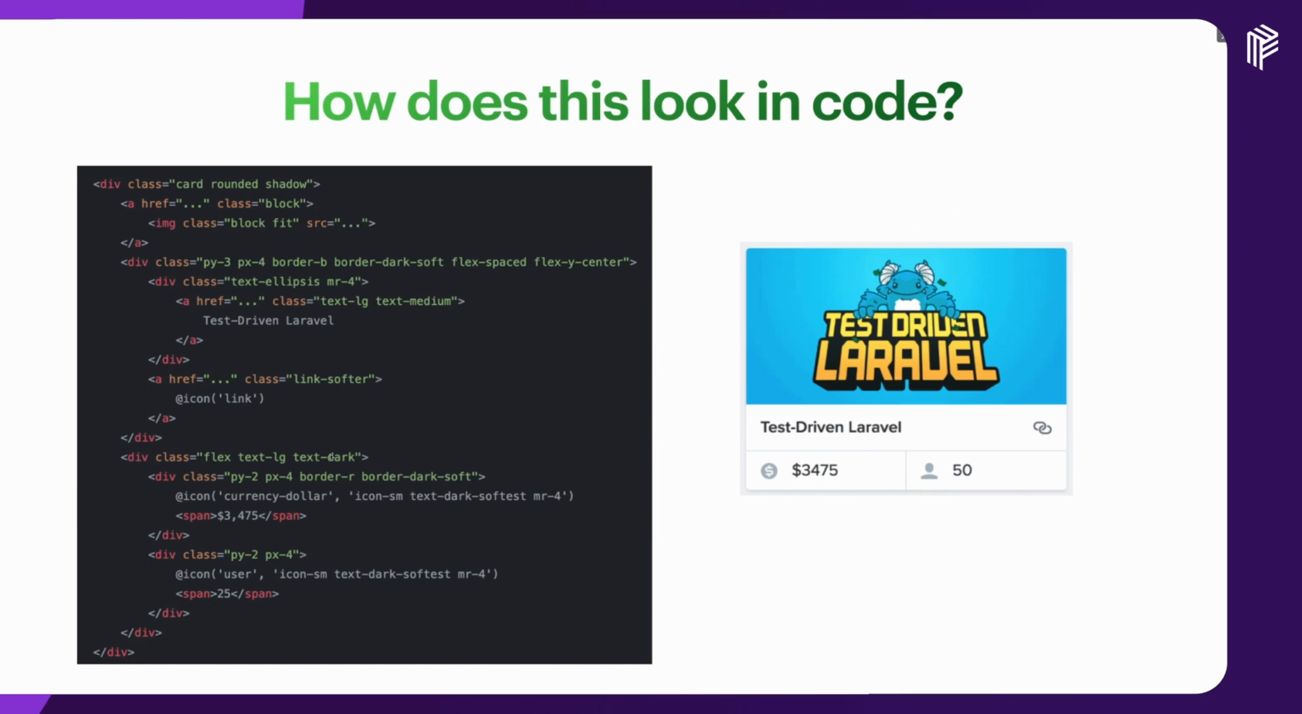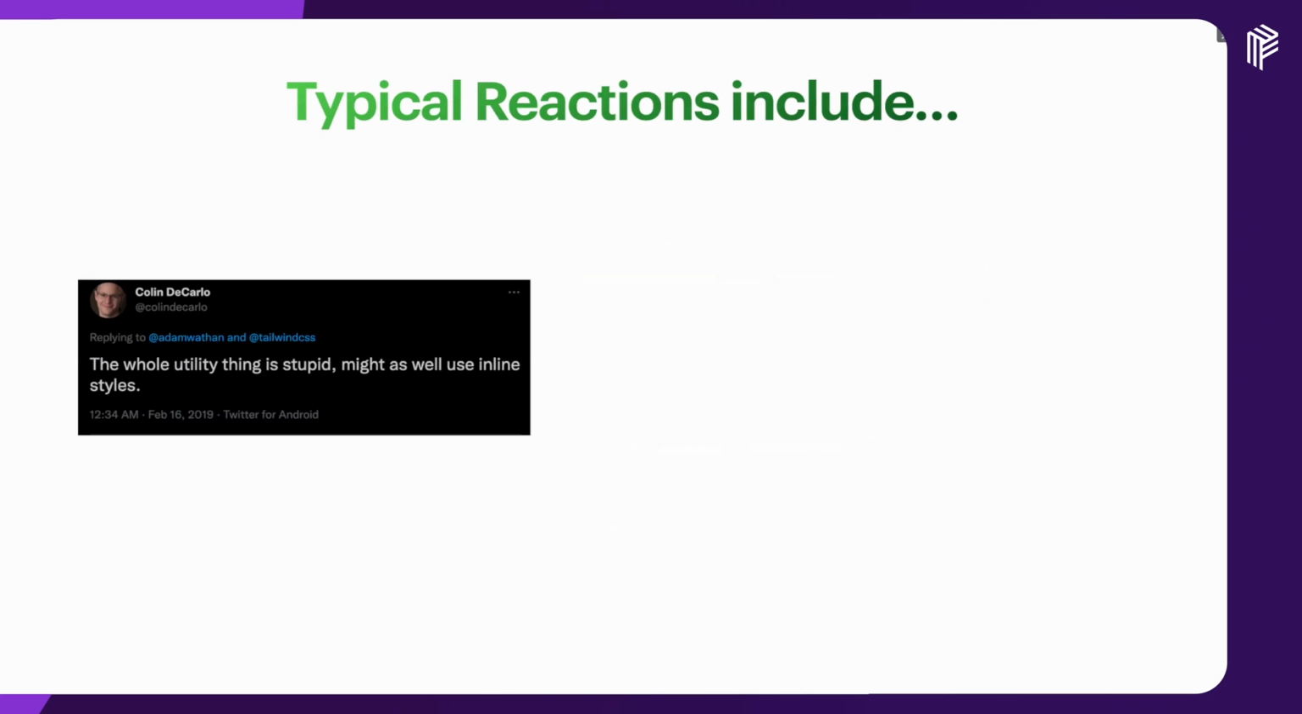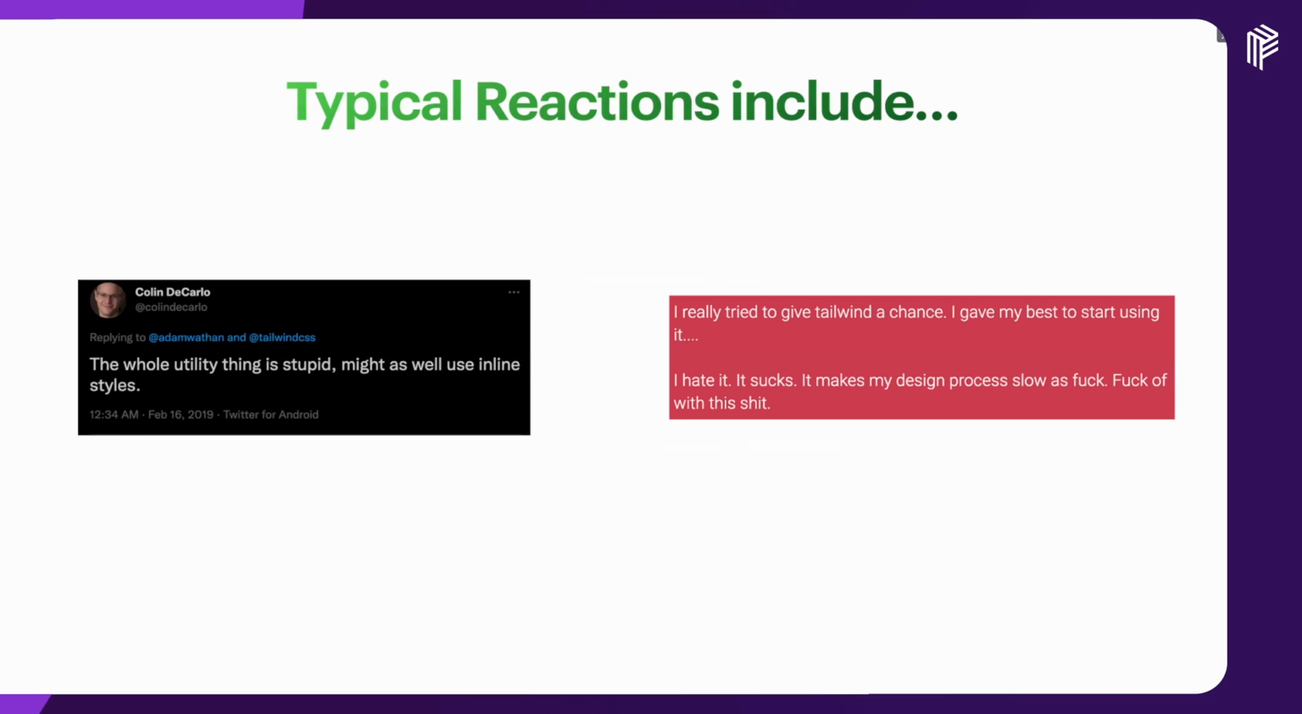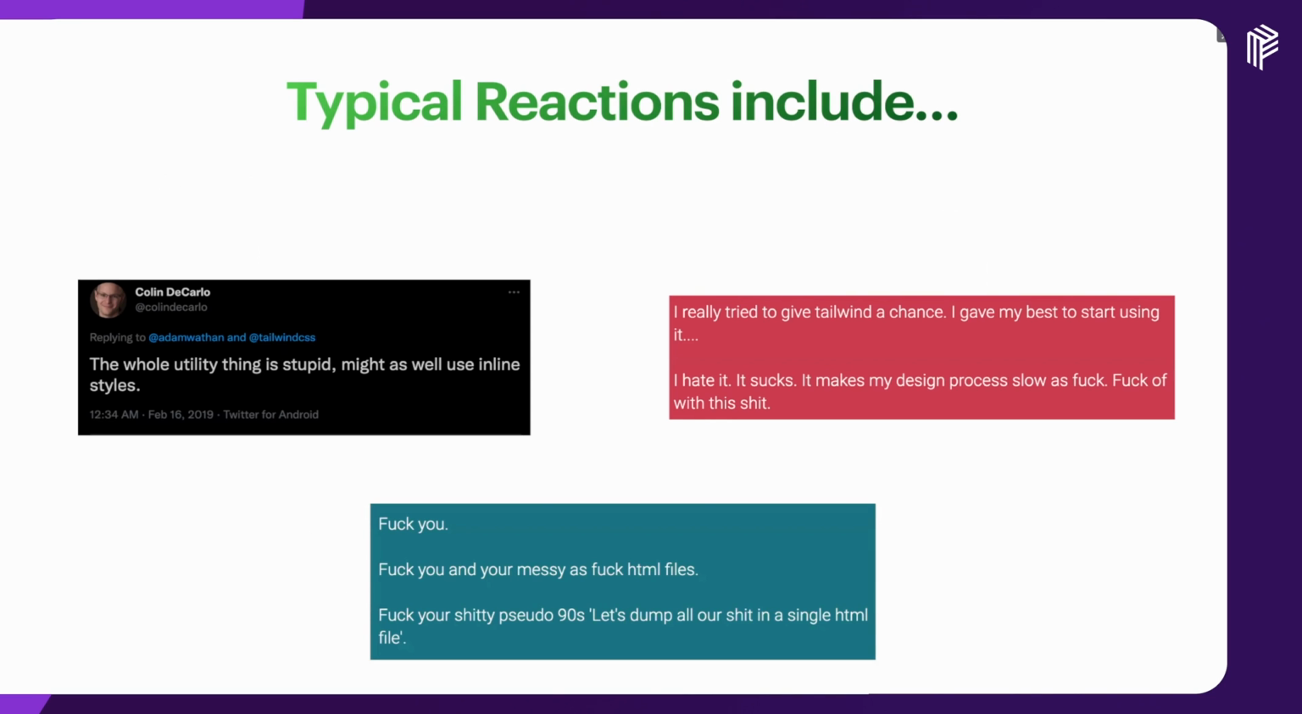And when you show this to people for the first time, typically the reactions are not the most favorable. So you get the classic people just shrugging it off and saying that the whole idea is stupid and you might as well just be using inline styles for your entire project. You get somebody who's gone on a rant and is a little upset about Tailwind, and they give it a fair shot, but they don't really like it anymore. And then you just get the blatant rants completely trashing Tailwind and everything to do with utility for styling. So the initial response that people give is not very favorable, to say the least.